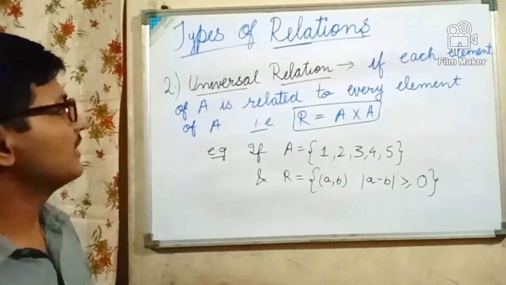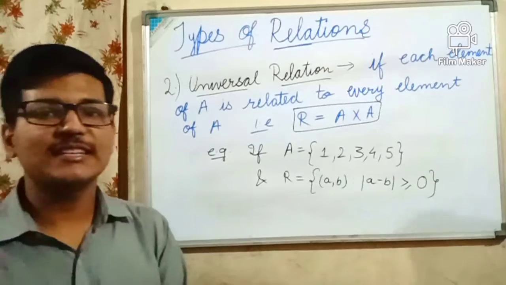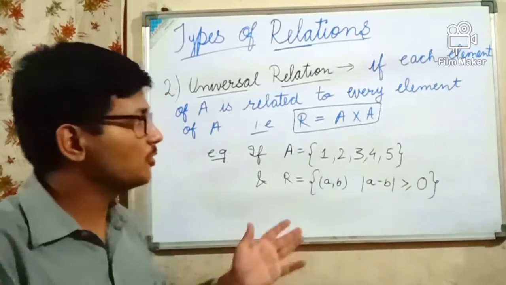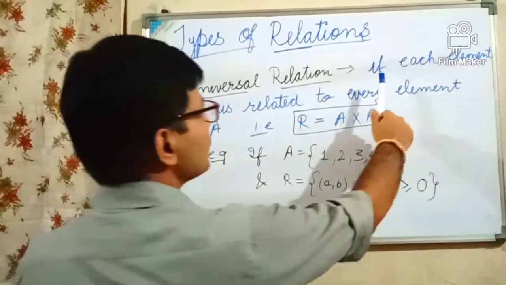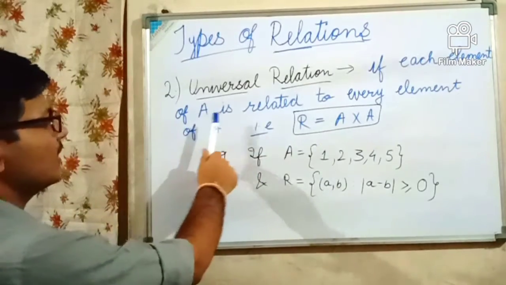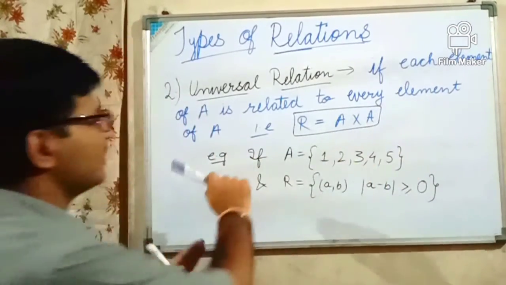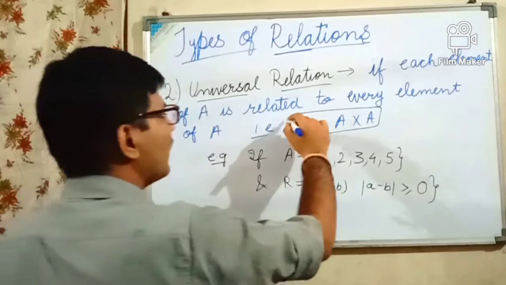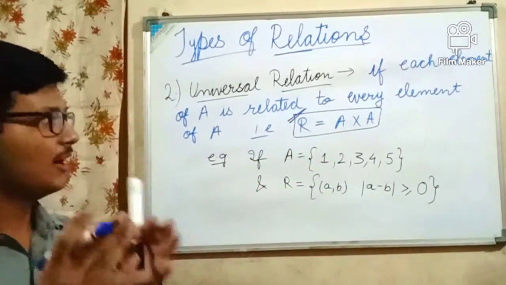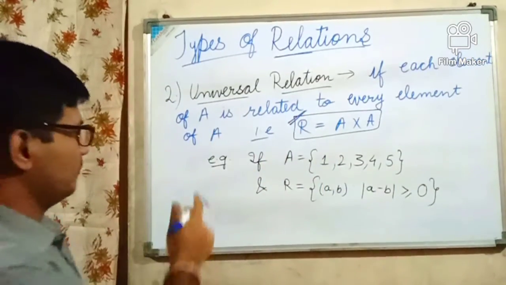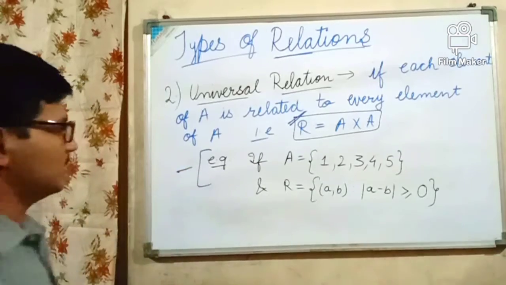Now the second one is the universal relation. A relation in set A is said to be a universal relation if each element of set A is related to every element of set A. That is, R is equal to A cross A. What is the meaning? I will explain it with an example.